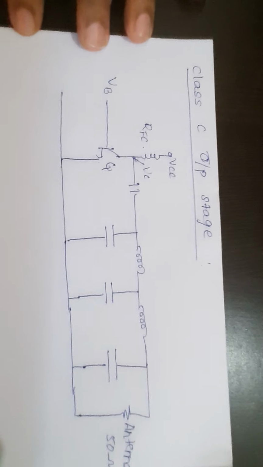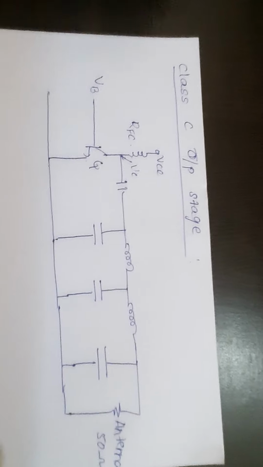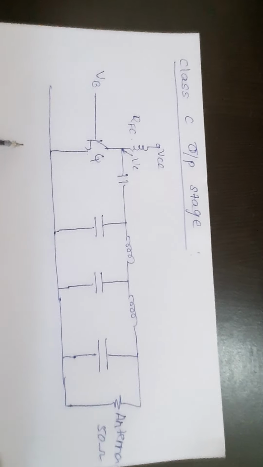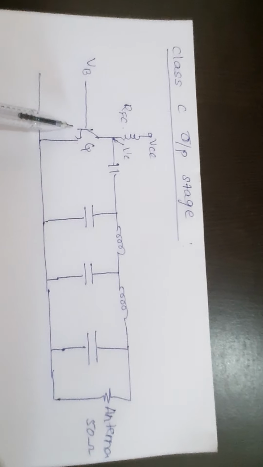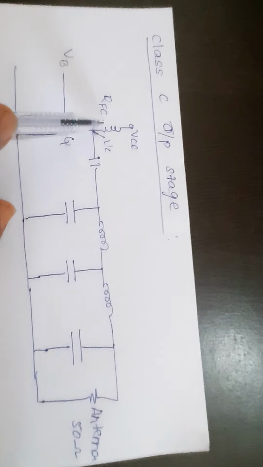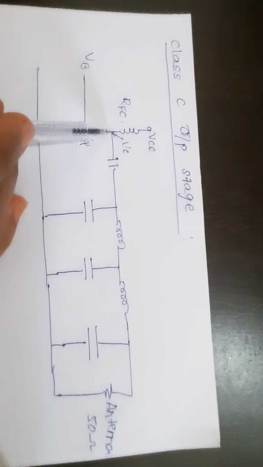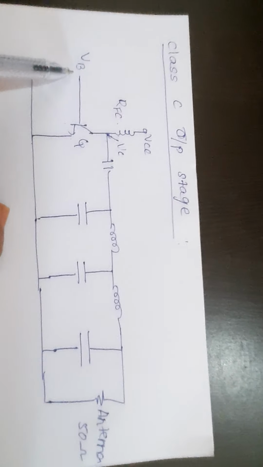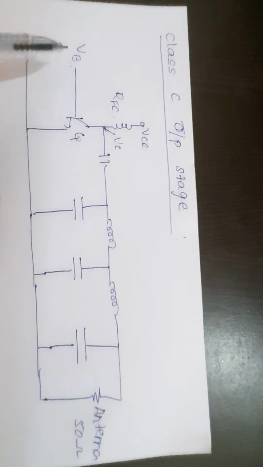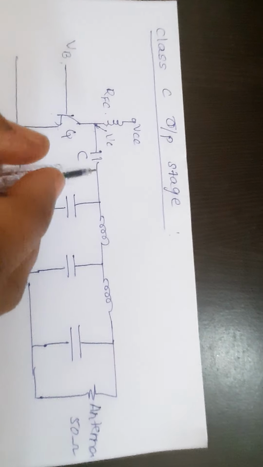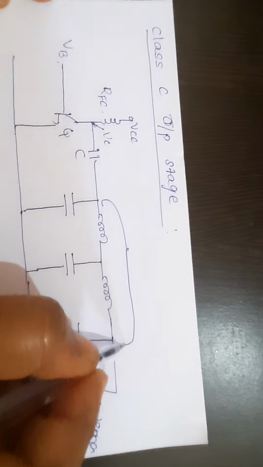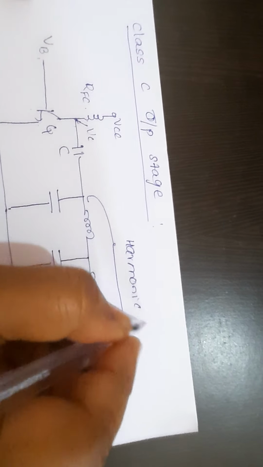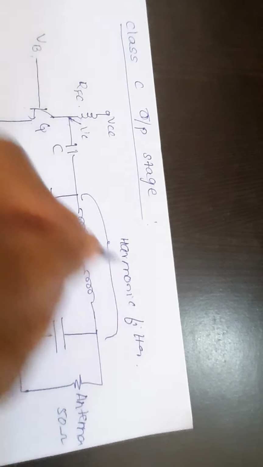Good morning. Today's topic is Class C output stage. This is a circuit diagram of Class C output stage where we have a transistor Q and an inductor, and the transistor voltage VC is here and VCC is connected. Base voltage VB is given and the capacitors are C, and this is the harmonic filter.